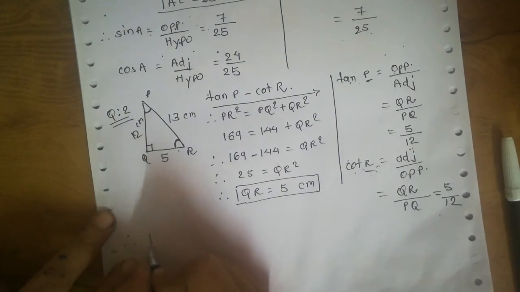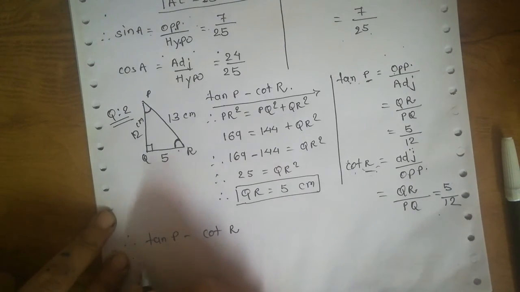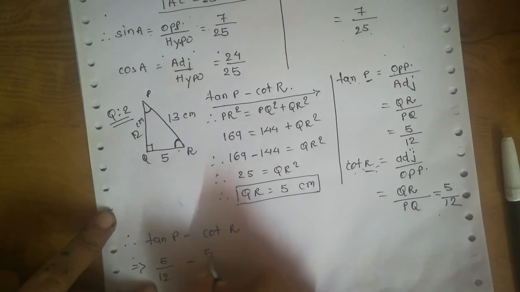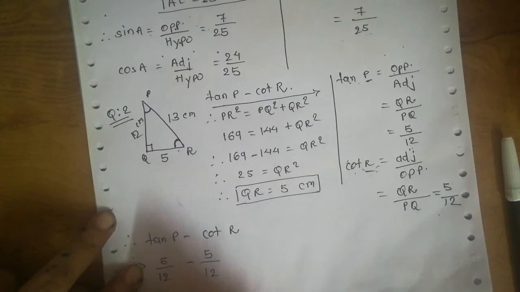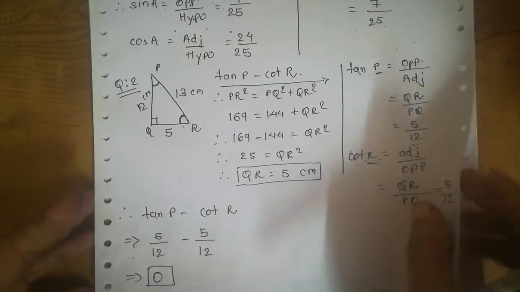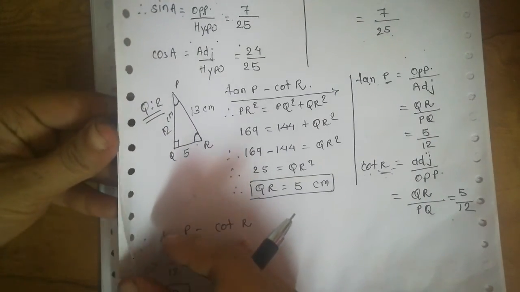So therefore tan P minus cot R is equal to, put the value of this, 5 by 12 minus cot R, which is again 5 by 12. So finally we have 0. The value of tan P minus cot R is equal to 0. Okay, moving to the next question. It is all the same as question 2.